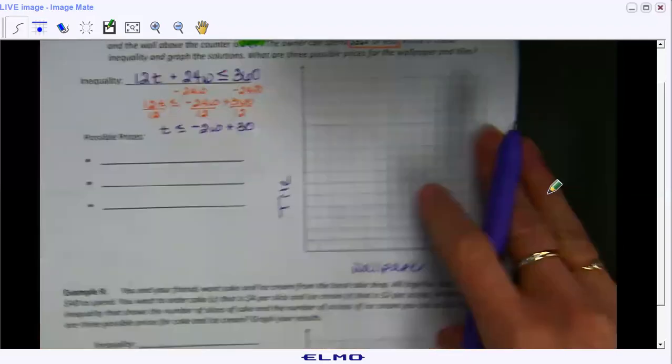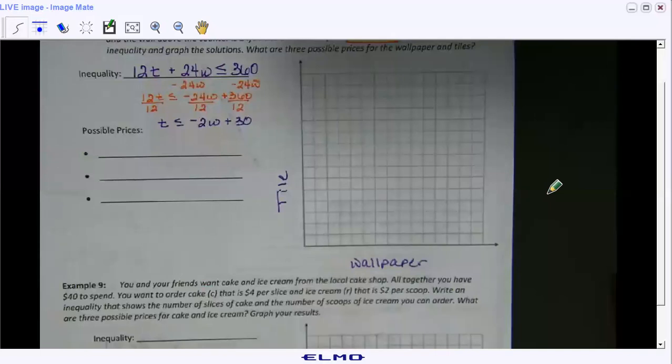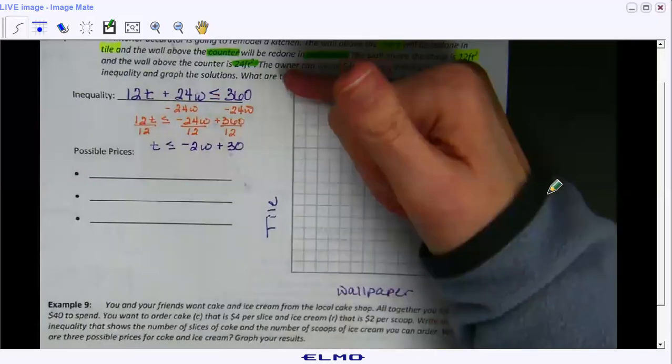And now we need to figure out the increments. So does anybody know, let's start with the Y here. Does anybody know how far up we need to go?